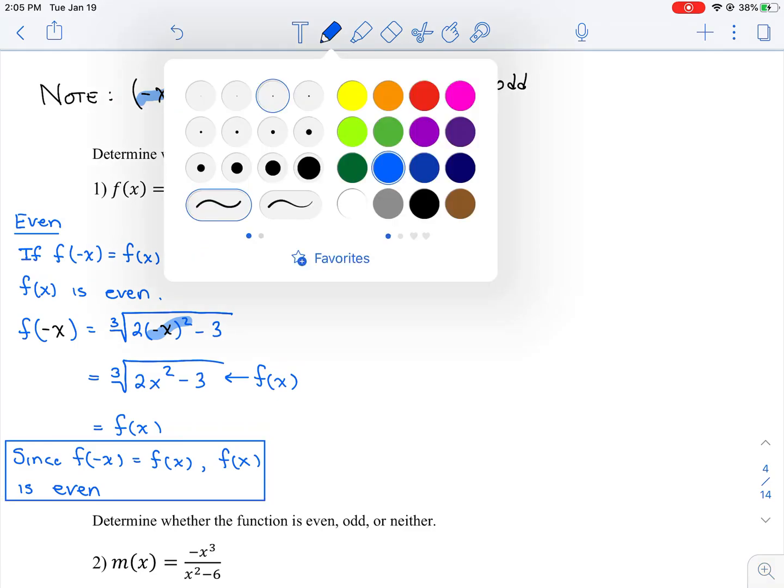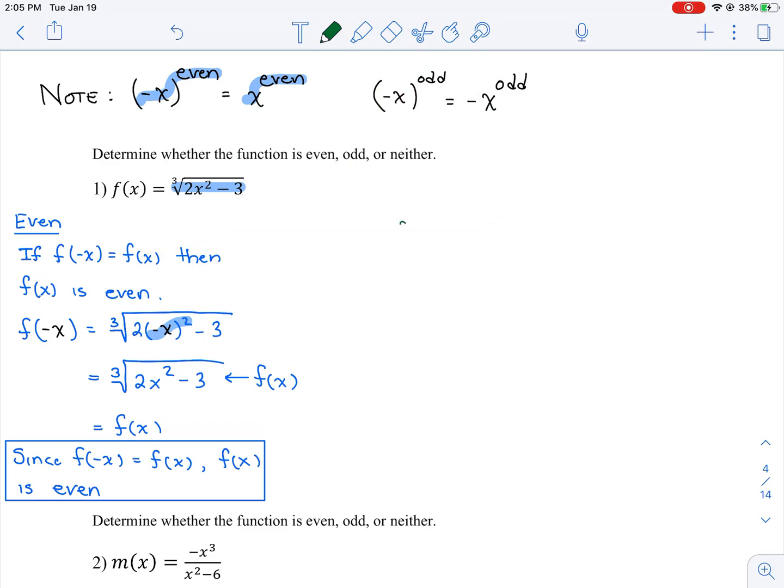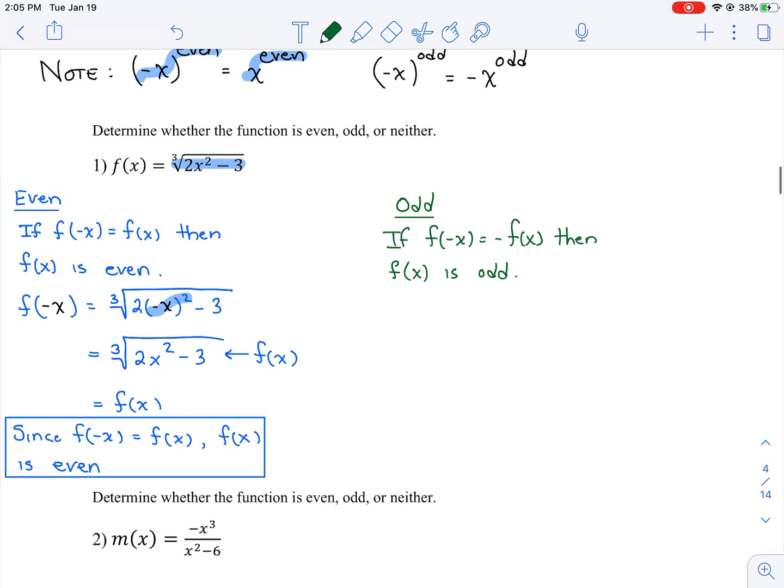Okay. Next, we will work with the odd definition. Okay, so we know that if f of negative x is equal to negative f of x, then f of x is odd. So I'm going to do the same thing that I did in the previous example. I'm going to substitute negative x in for x and simplify the result.